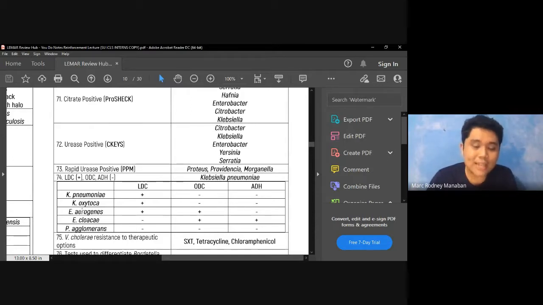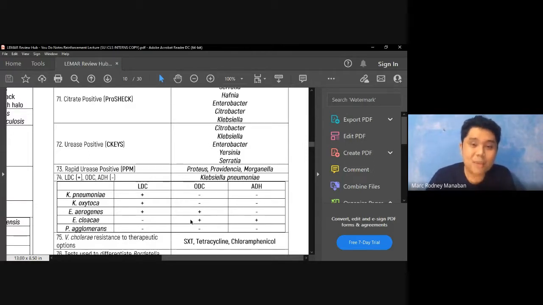Now, we go to Enterobacter aerogenes. Take note, it starts with letter A, aerogenes, so it is negative for the letter A. ADH negative, the rest positive, that is Enterobacter aerogenes. Next, Enterobacter cloacae, letter L, it is negative for letter L but positive for O and A. So negative for L, Enterobacter cloacae. Negative for A, Enterobacter aerogenes.